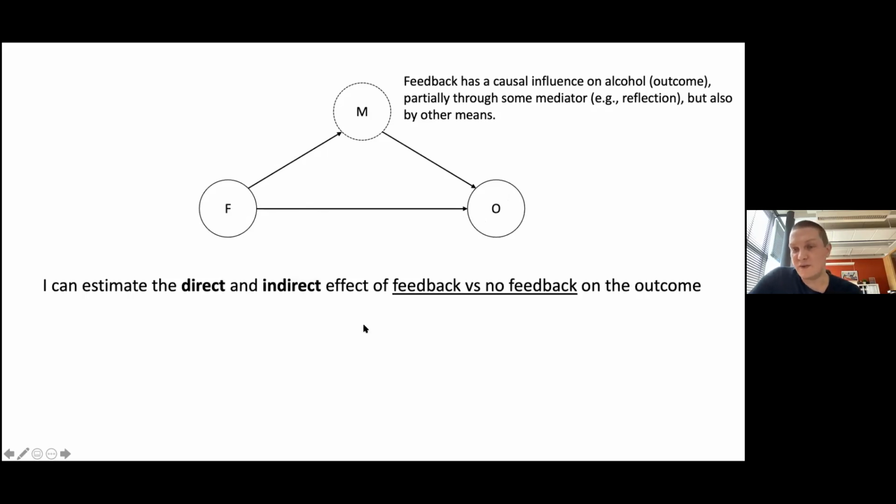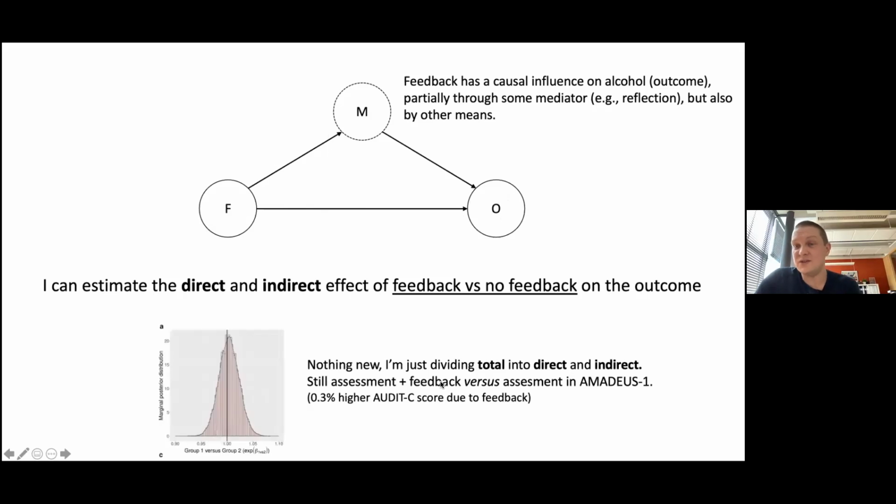This is non-controversial in the sense that I can now estimate the direct effect here. I can estimate the indirect effect, but it's still feedback versus no feedback. So assessment still plays a role here. I haven't considered assessment yet. I've just broken it down to an indirect and a direct effect. There's nothing new going on. It's still the total effect we're measuring, and it's still assessment and feedback versus assessment. So the results are the same. But here comes the trick.